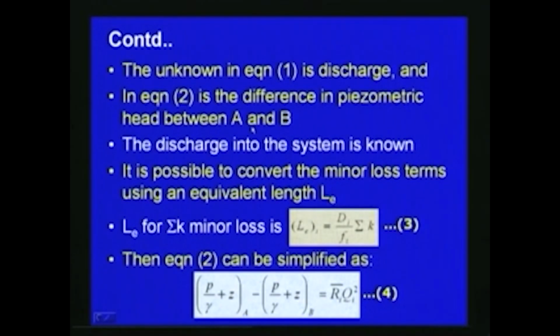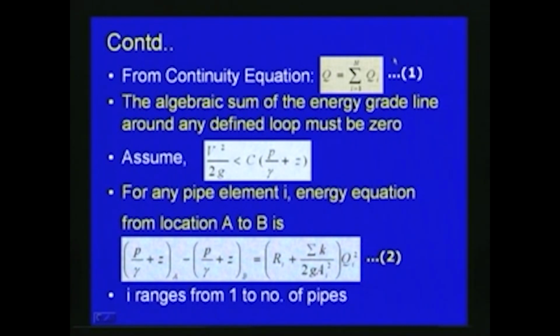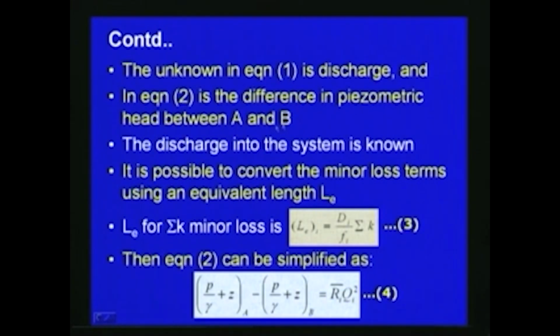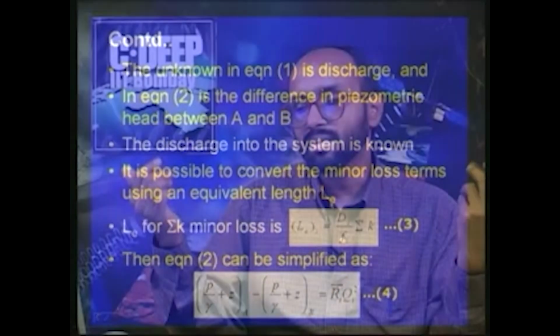Here the unknown in equation 1 is discharge, and equation 2 is the difference in piezometric head between A and B. Equation number 1 comes from the continuity equation, and equation 2 is the difference in piezometric head between A and B. The discharge into the system is known, the total discharge is known. It is possible to convert the minor loss terms using an equivalent length. We have already seen how to use the equivalent length earlier, so we can use the equation for equivalent length as we discussed earlier.